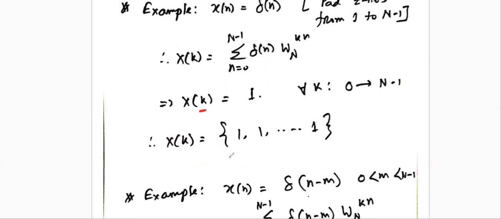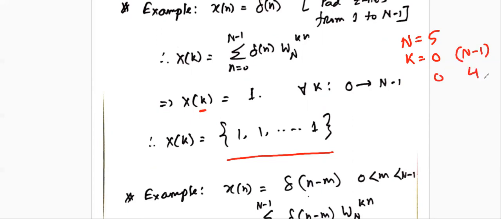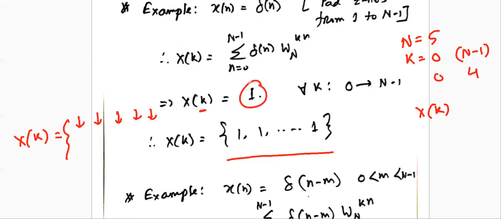So what you can write here, let's say capital N equals 5. In that case, what is the value of capital K? K is also from 0 to N minus 1, that means 0 to 4. So how many values are you getting in X[k]? You are getting 1, 2, 3, 4, and 5 samples, where all the samples have the result 1, because it is not a function of k. So the result is 1, 1, 1, 1, and 1.